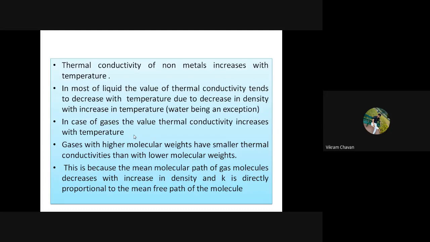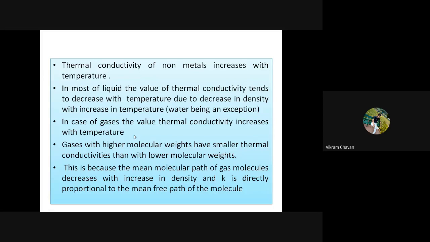So gases with higher molecular weight have smaller thermal conductivity. Because if the gas has a higher molecular weight, then its mean free path is very small. Mean free path means what? The average distance traveled between two collisions. This is low for higher molecular weight gases, so the thermal conductivity of higher molecular weight gases is very low as compared to lower molecular weight gases.